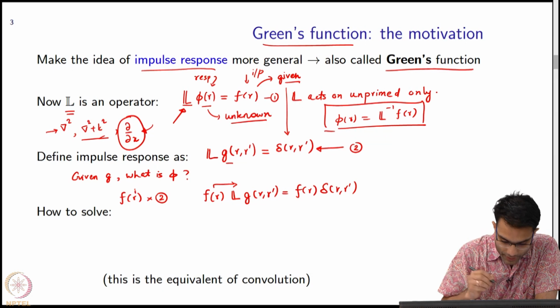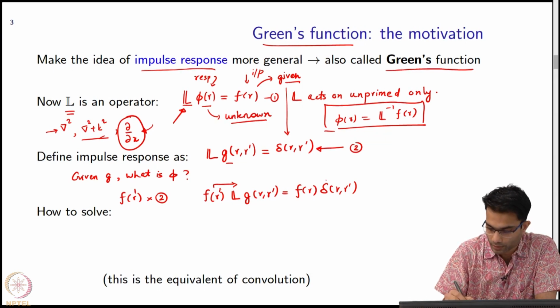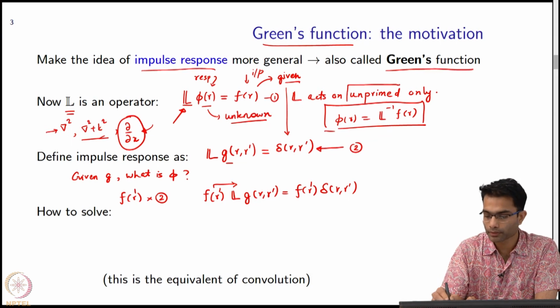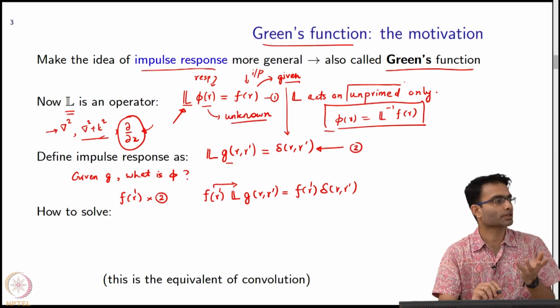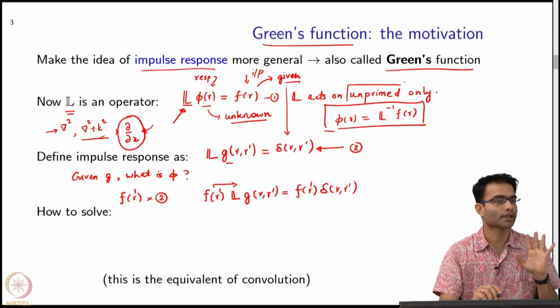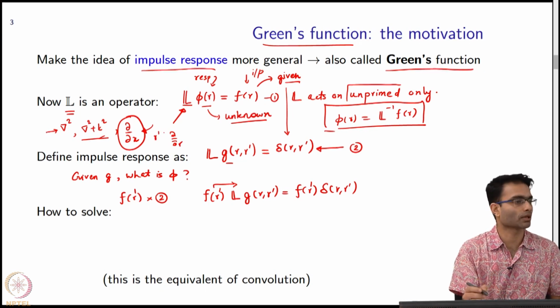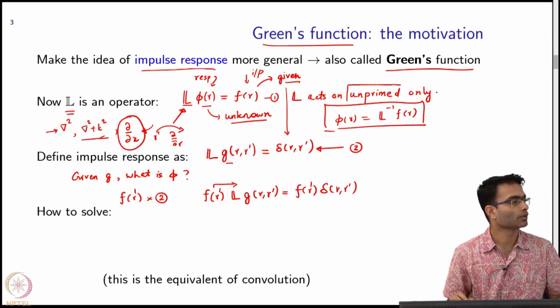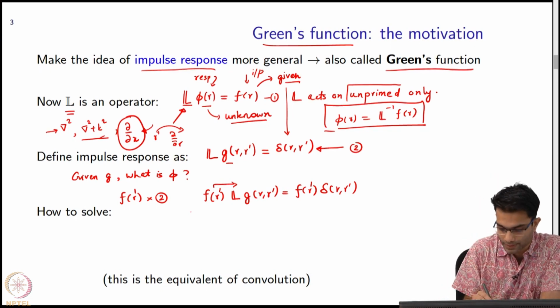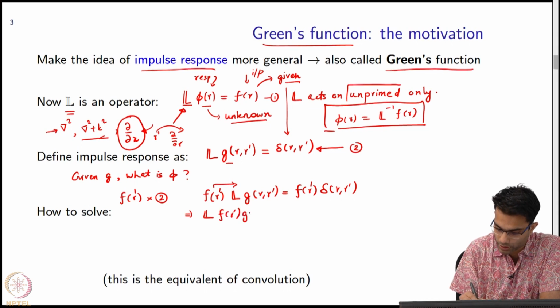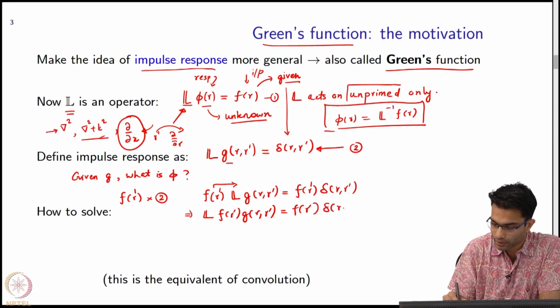So if I do this with f of r prime, now the L operator acts only on unprimed coordinates. So it's a constant as far as L is concerned. L, for example, is d by dr. r prime has no relation to r, so it can move all the way across this L operator. In that case, this becomes L acting on f(r') G(r, r') is equal to f of r prime delta of (r, r').